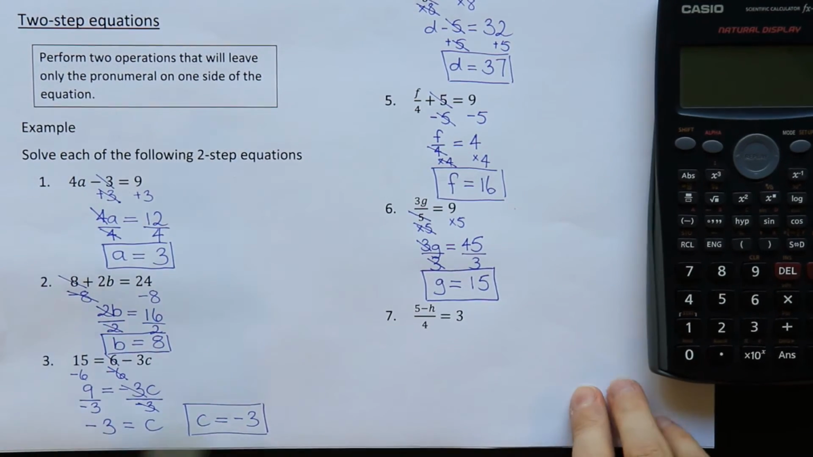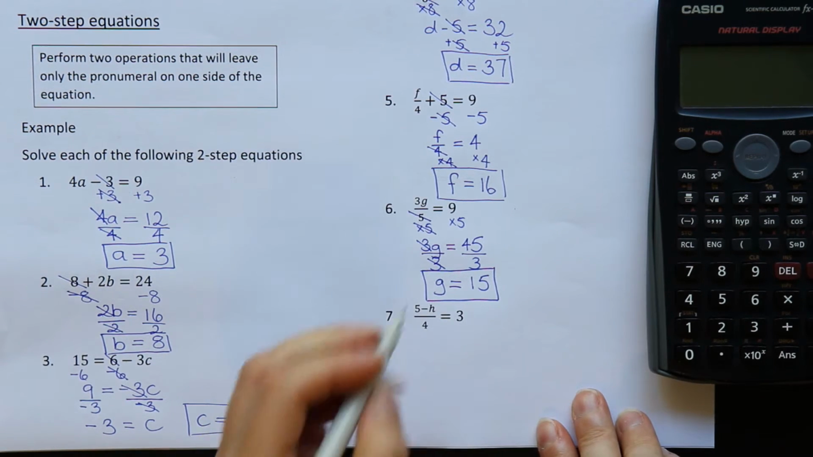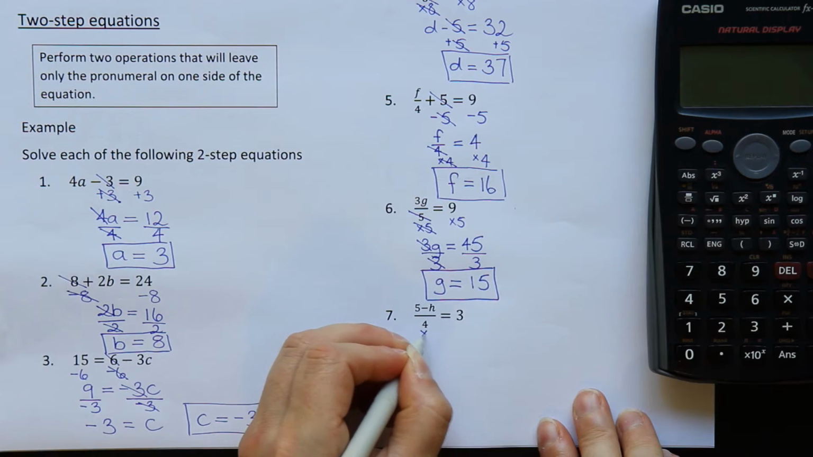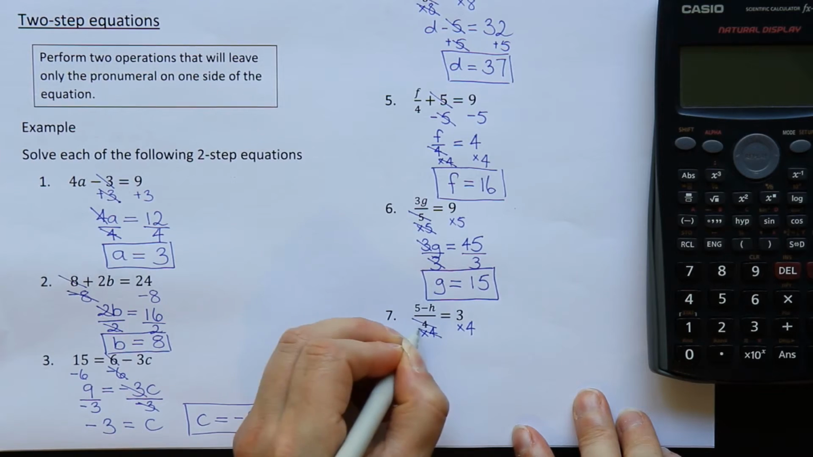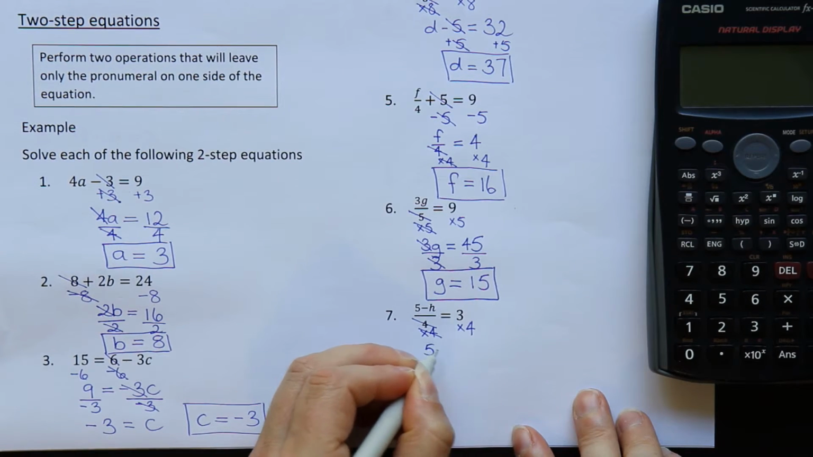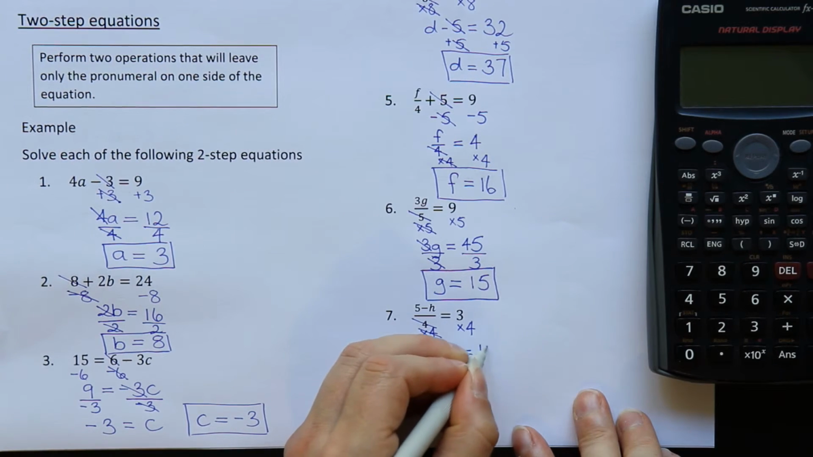Alright, question 7. 5 minus h over 4 is equal to 3. So h, I have 5 minus the h, so that happens first, and then I divide by 4. So the opposite is to times by 4. So I have 5 minus h is equal to 3 times 4, which is 12.